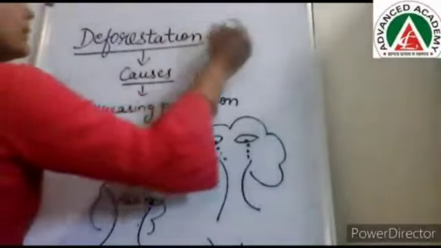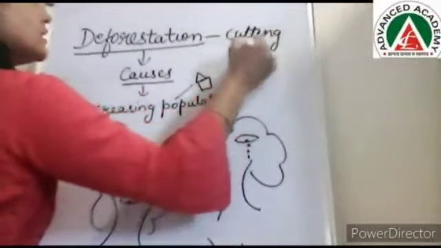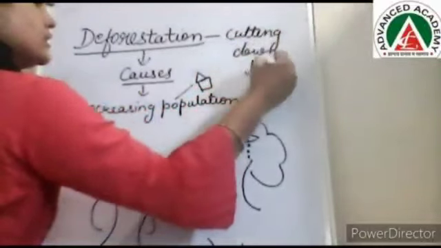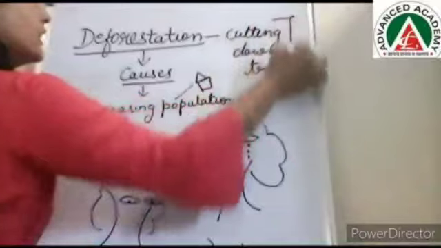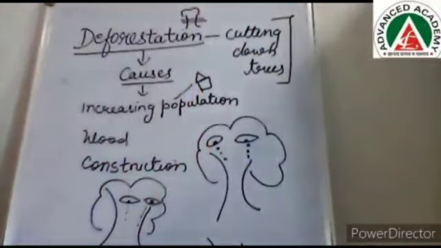Deforestation means cutting down of trees. This you have to remember. Deforestation: you are cutting any tree. Okay, that is deforestation. And causes, what are the reasons?